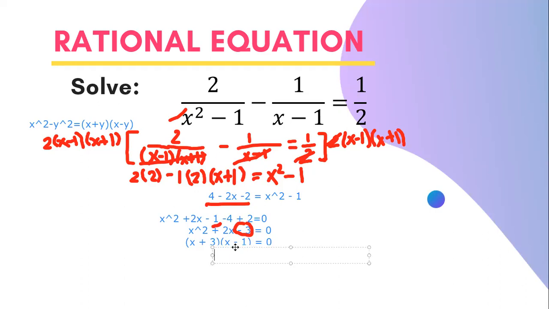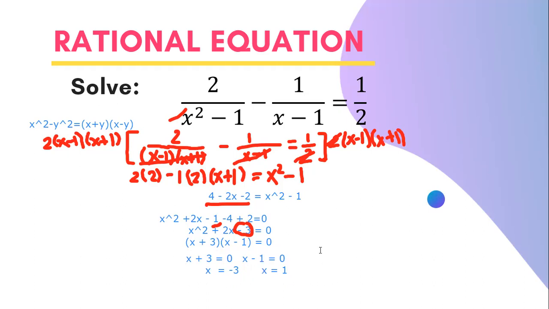Okay? Then after that, each factor must be equated to 0. The x plus 3 will be equal to 0, and x minus 1 will be equal to 0 for us to find the value of x. So with x plus 3 equals 0, then the value of x will be equal to negative 3, and the other one for x minus 1, then x will be equal to positive 1.